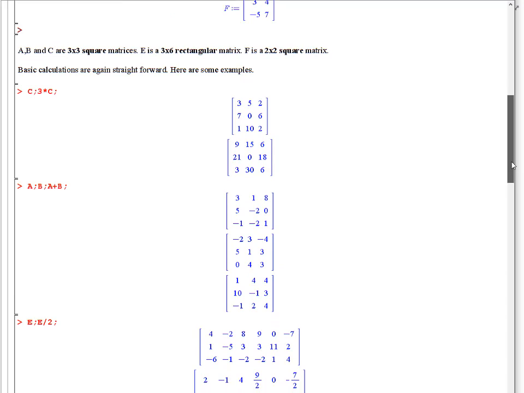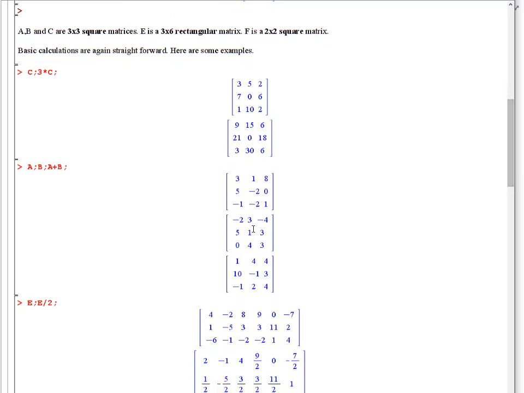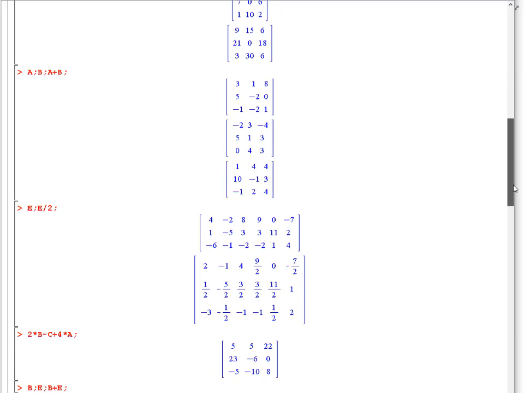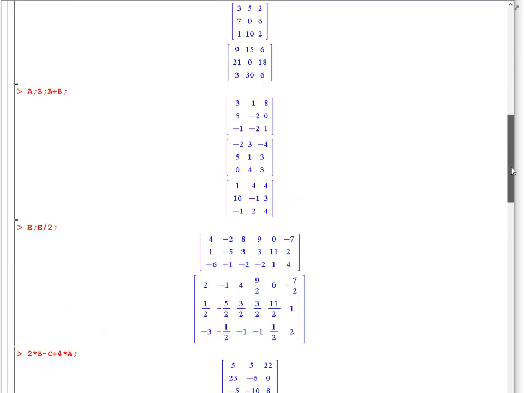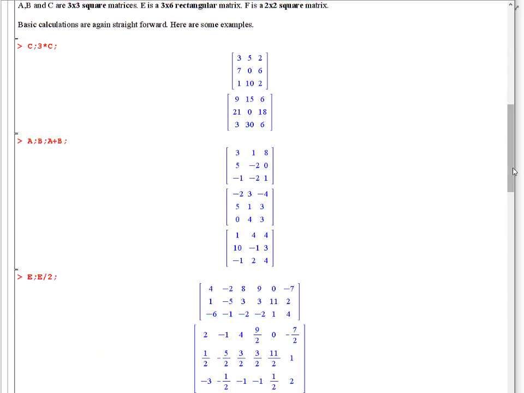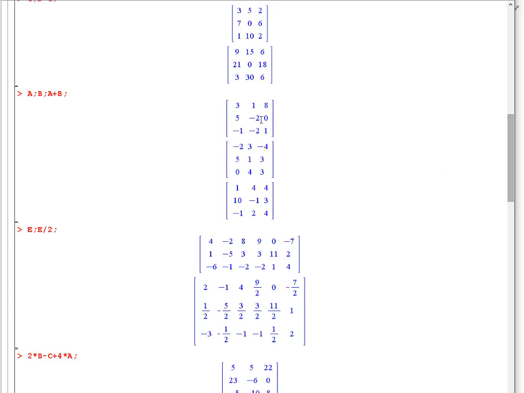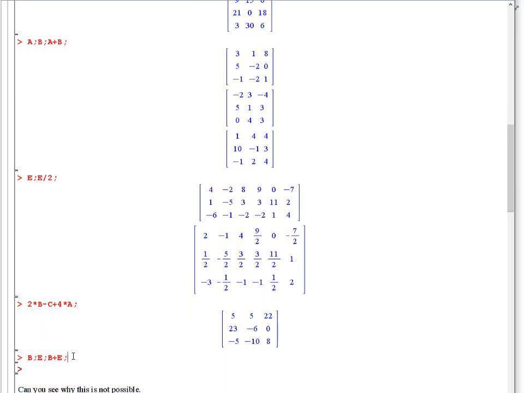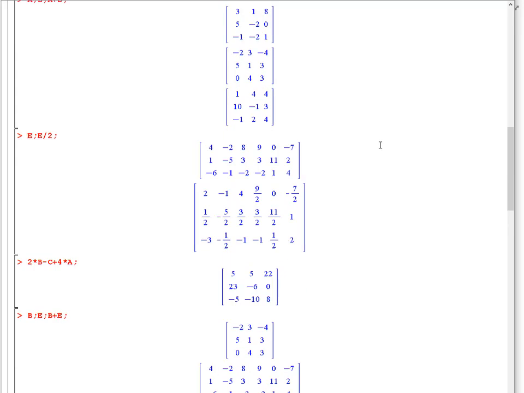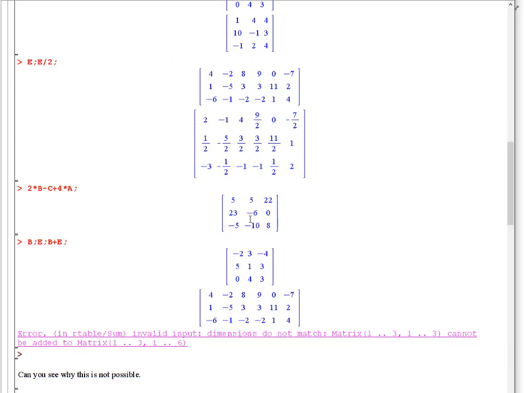You'd take matrix B, 2 of these, then subtract this, and then add 4 lots of this one. And you should be able to calculate this. So that's all straightforward. And then the final one, matrix B plus matrix E. So this is B, this is E. It's not possible to add this plus this. It's not defined, because the dimensions are different. So some simple things are not possible.